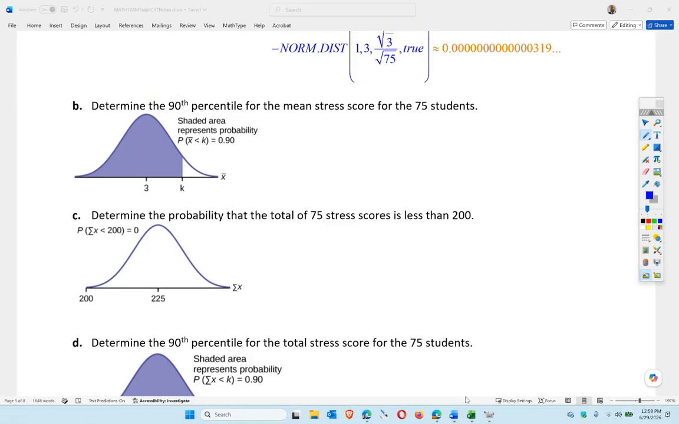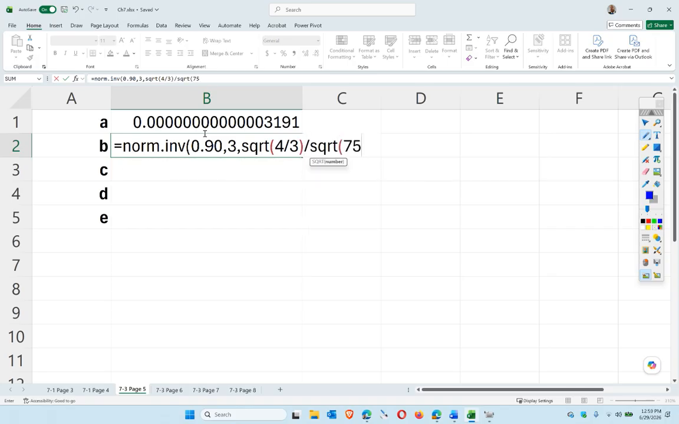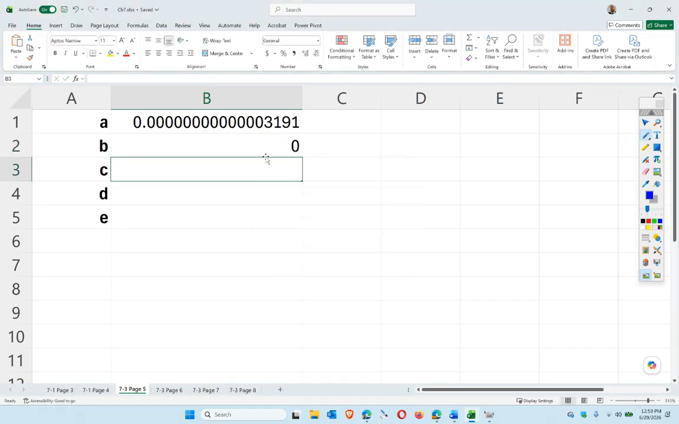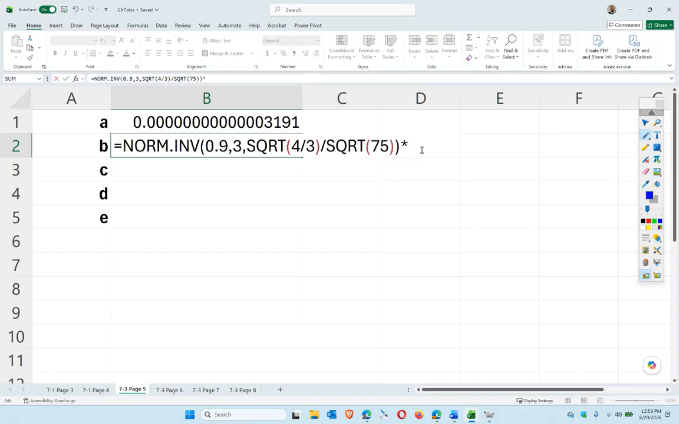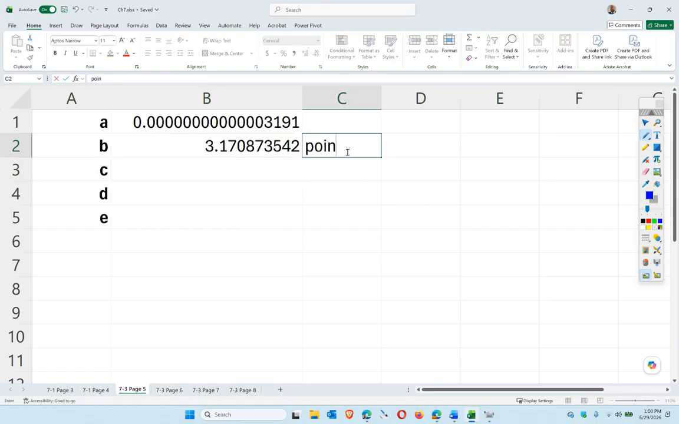Okay, so normal dot inverse, 90th percentile, comma, 3 is the average, and then the square root of 4 divided by 3 divided by the square root of 75. Oh, add an extra 0 there. There we go. All right, so that's about that number of points, essentially.